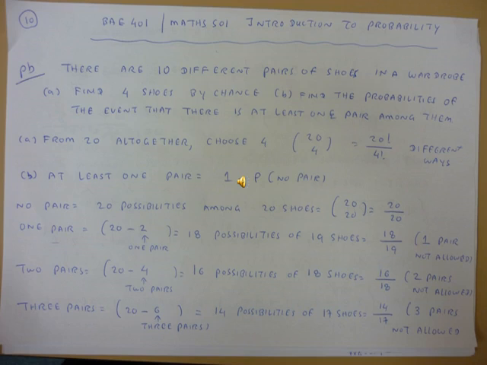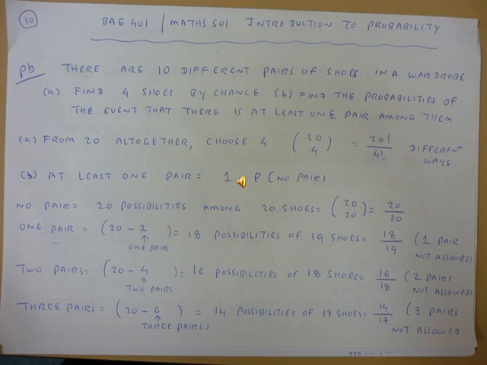The problem is that there are 10 different pairs of shoes in the warehouse. Find four shoes by chance. Find the probability of the event that there is at least one pair among them. So there will be 20 shoes together. In this case, we have to take out four shoes from the 20.